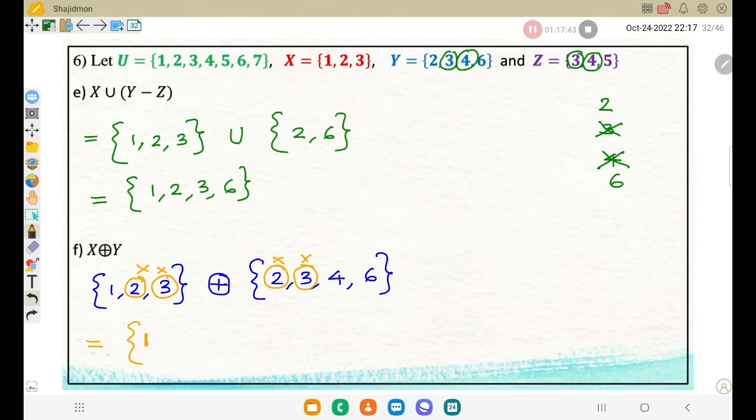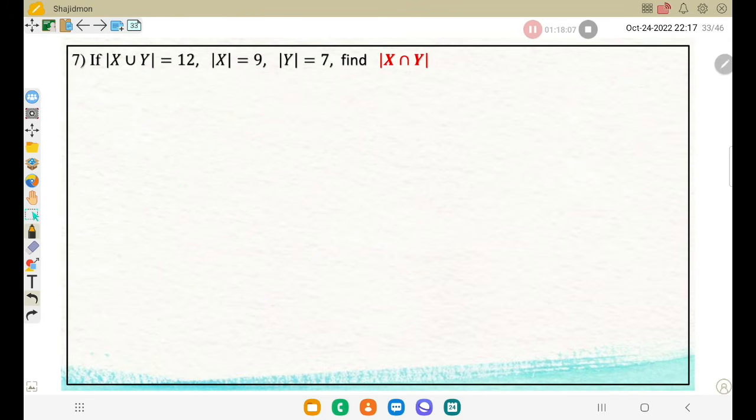1 in the first set, second set 4, 6. So together, symmetric difference means all the numbers except the common number. All numbers except the common number. That is the meaning of symmetric difference. So 1, 4 and 6. Hope you understood this question, correct? Okay, now let me go to another question.